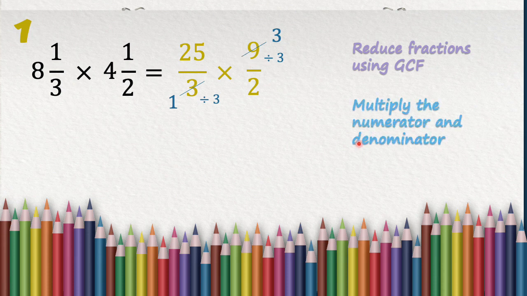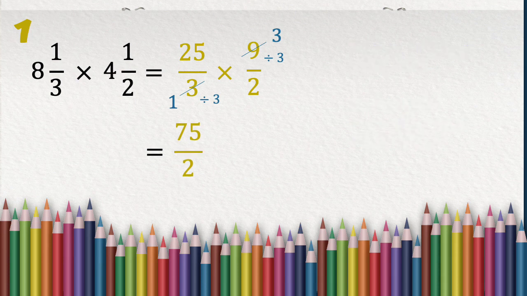Next step is to multiply now the numerator and the denominator. So, in this problem, we have 25 times 3 will give us 75. Then for the denominator, we have 1 times 2 will give us 2. Okay, so dili pa na siya ang final answer. Let's proceed sa ato ang next step, which is to convert it to proper fraction.